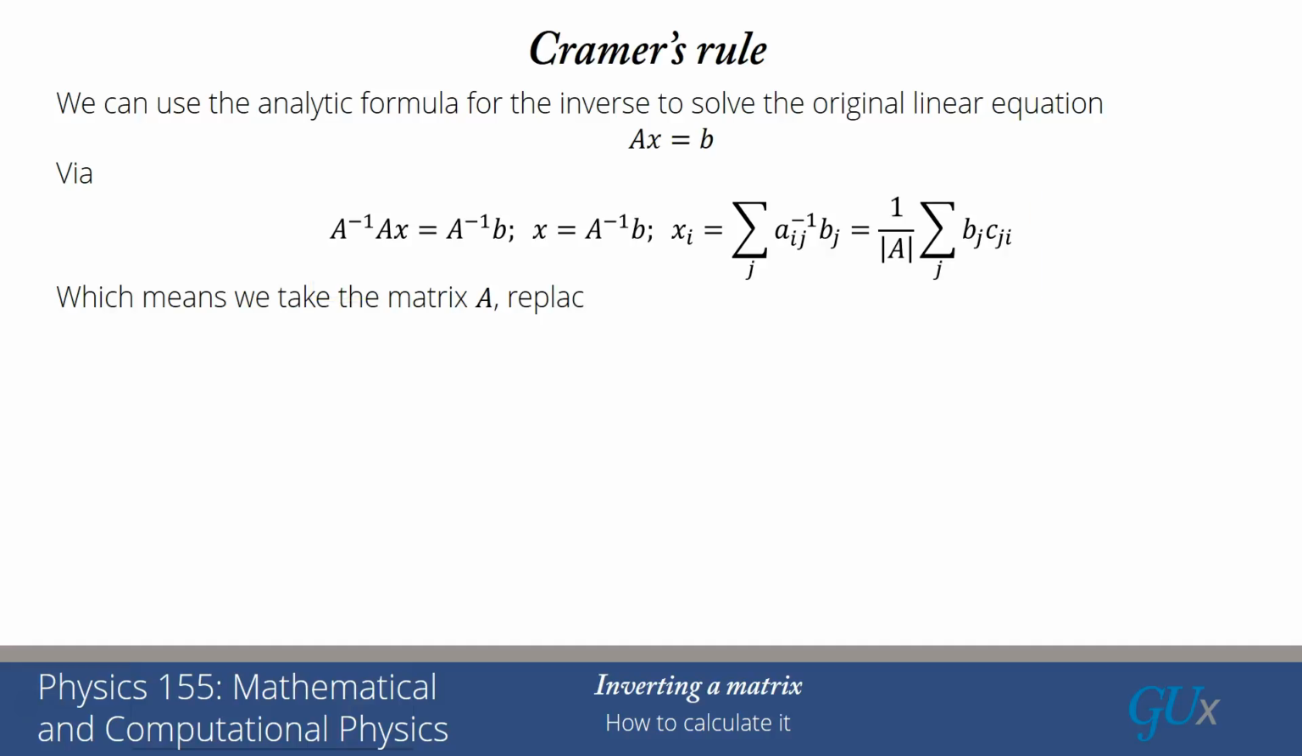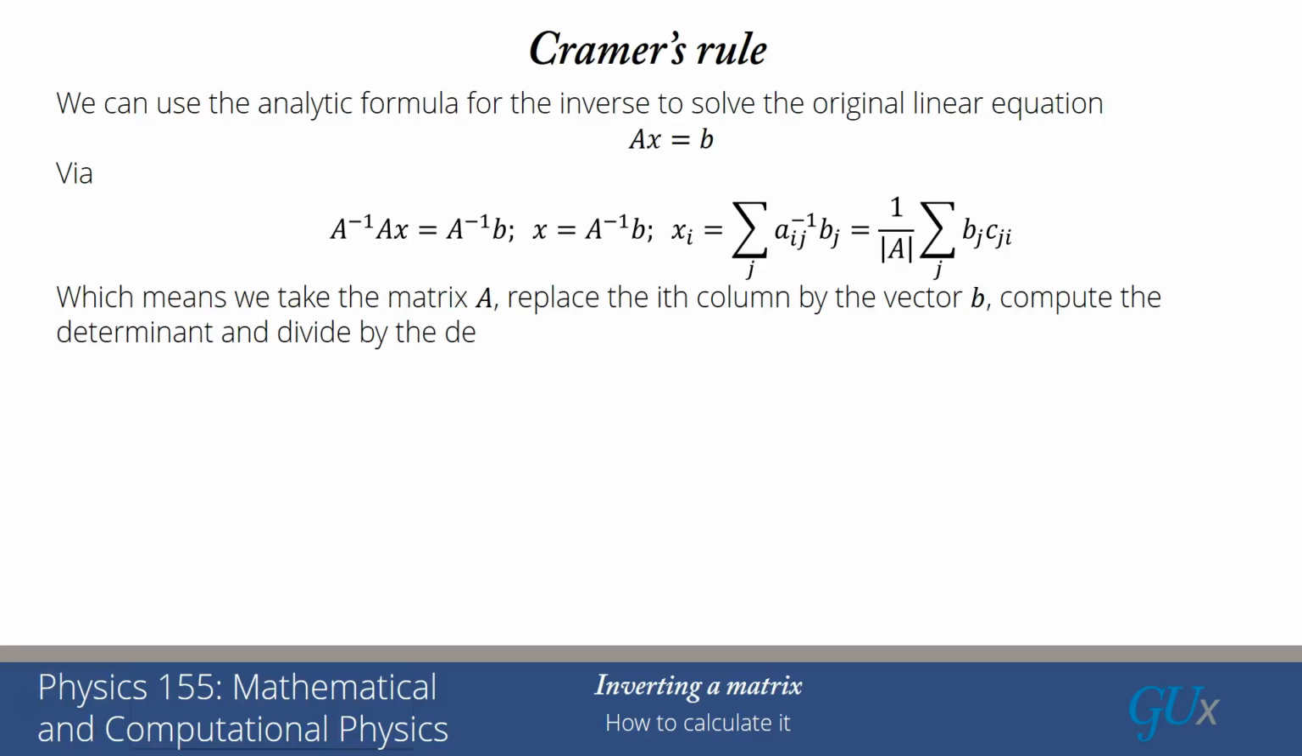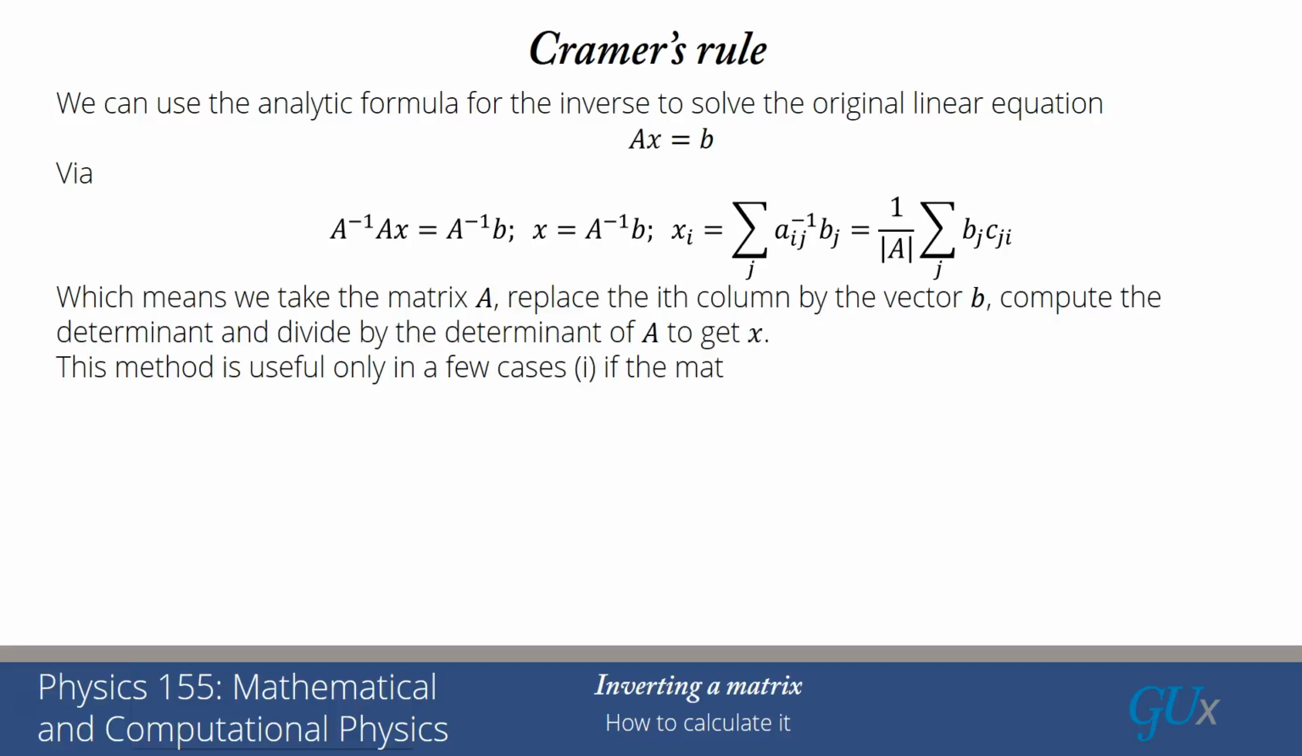And the way that we can think of this is we take the matrix A and we replace the ith column by the vector b. We compute the determinant, and then we divide the whole thing by the determinant of A to get the corresponding element of x. Now, this method is useful only in a couple of cases.